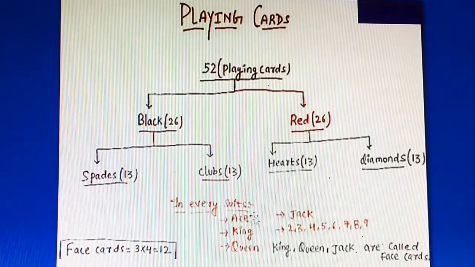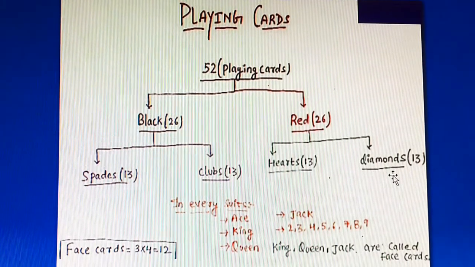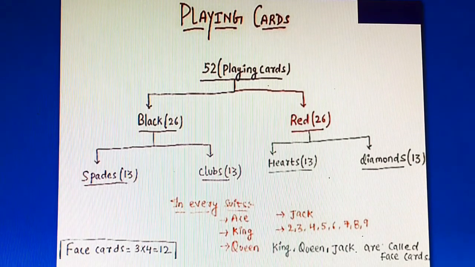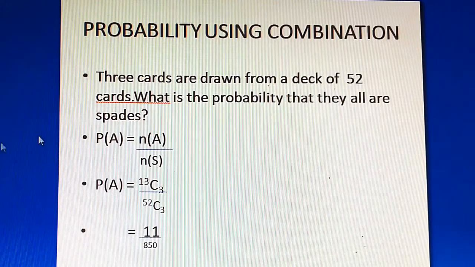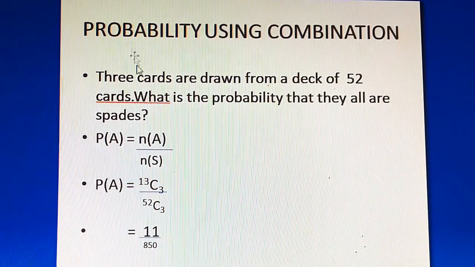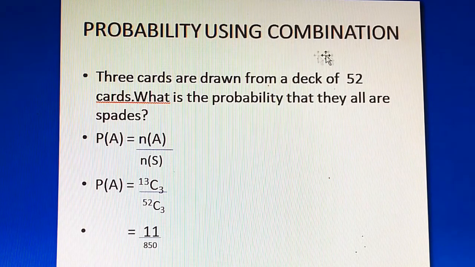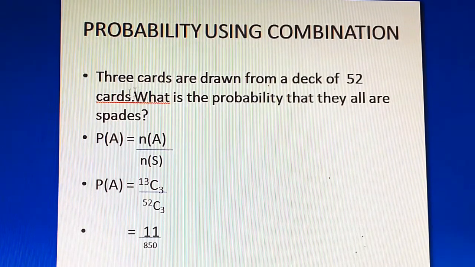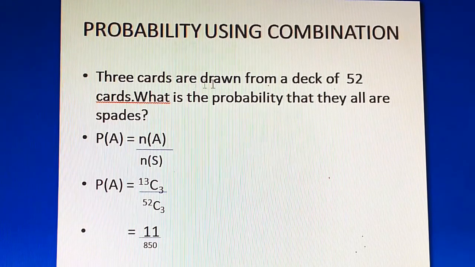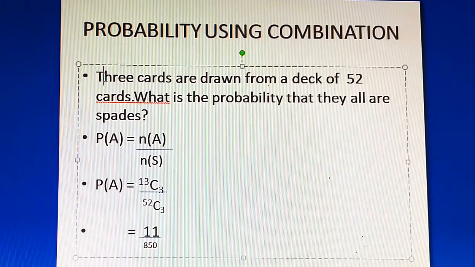So don't get puzzled. Out of 52 cards, you have 26 black cards and 26 red cards. You have 13 spades, 13 clubs, 13 hearts, and 13 diamonds. The total face cards is 12. You can just make a note. Now we will see the problem based on probability using combination. The question is like this: 3 cards are drawn from a deck of 52 cards.